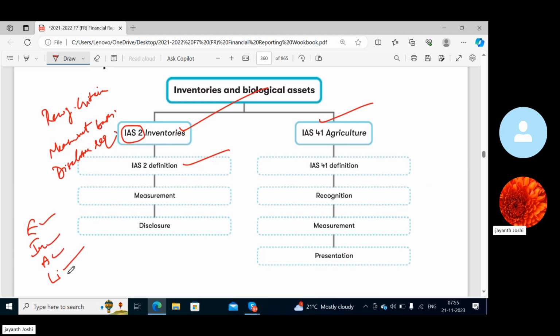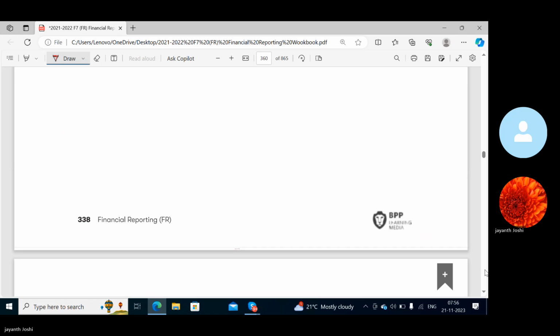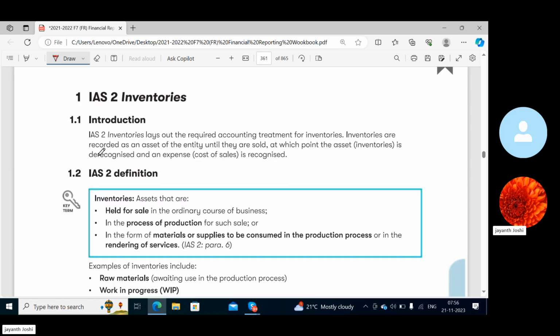So something which satisfies the definition of an asset will be shown as an asset, right? But every asset has a different characteristic, a different attribute. So the standards tell you particularly about that asset. Same thing with IAS 41. We'll see the definition, the recognition criteria, measurement basis, and disclosure requirements. Let's enter into the subject deeply. IAS 2 lays out the required accounting treatment for inventory, as I said.